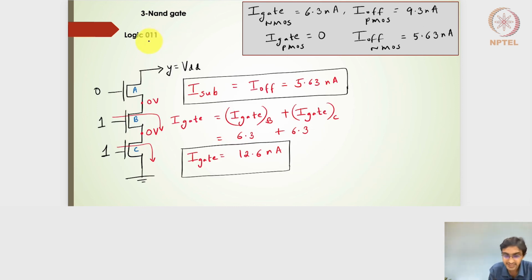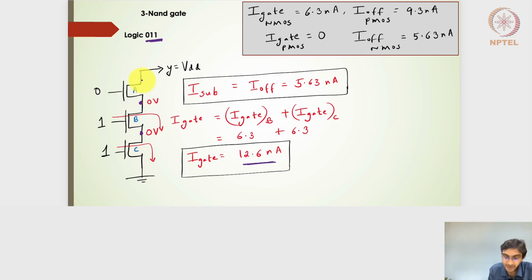Moving ahead, if the logic is 0, 1, 1, so I have 1 and 1 here, and then 0 here. So I can consider these two on transistors to work like a pass transistor. So the potential of 0 can be passed here, the potential of 0 can be passed here. I will have a gate leakage current coming from this on transistor, a gate leakage current coming from this on transistor. So the total gate leakage current is actually nothing but twice that of the gate leakage current for an NMOS transistor. So the gate leakage current will be for the transistor B and C. So 6.3 plus 6.3, 12.6 nanoamperes will be the total gate leakage current for this particular 3-input NAND gate for a logic of 0, 1, 1.